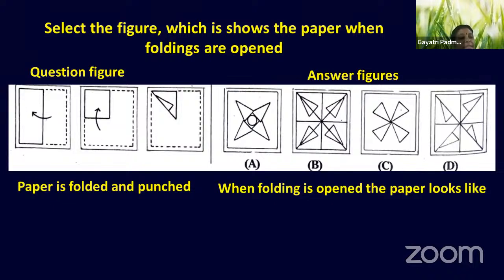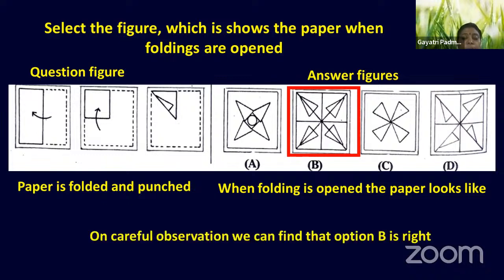All right. Yes. Let's move on to the next question. In the first figure, the paper is folded, right? So the square is being folded. And see the second one, it has been again folded. And then in the third figure, it is folded and it is being punched and cut in such a way like how it is being shown in the figure. And when the folding is open, the paper looks like dash. Is it option A? Is it option B? Is it option C? Or is it option D? All right. So on careful observation, we can find that option B is the correct one.